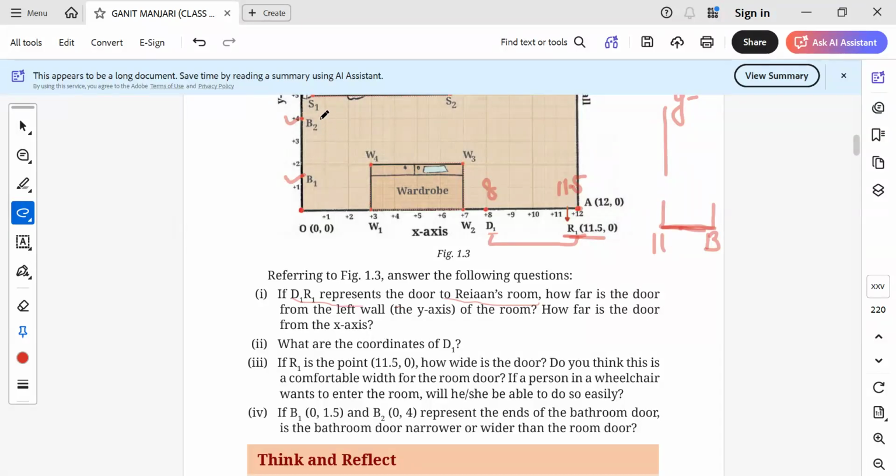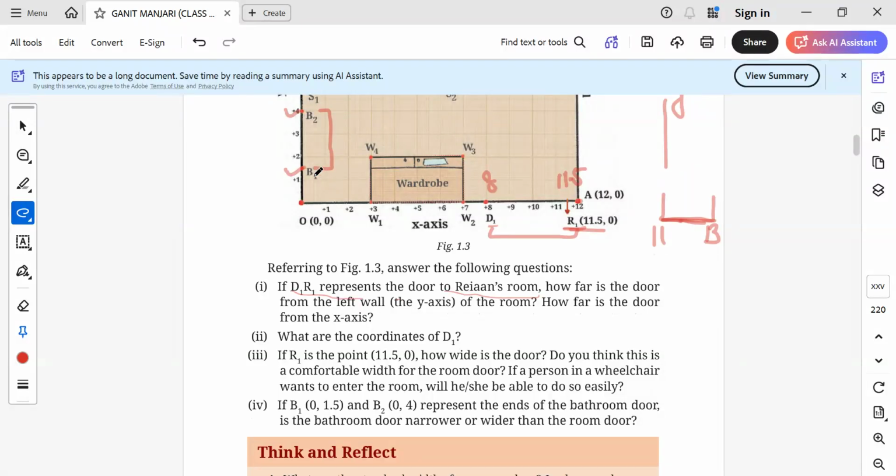These are the ends of a bathroom door. Means it is representing your bathroom door. Is the bathroom door narrower or wider? You have to find out. How will you find out? Just subtract it. What is that? It is 4 minus 1.5.